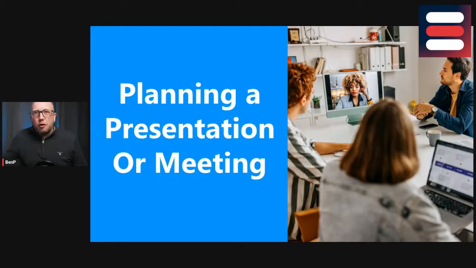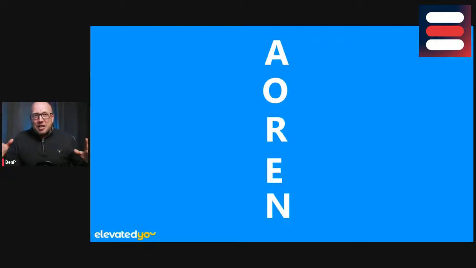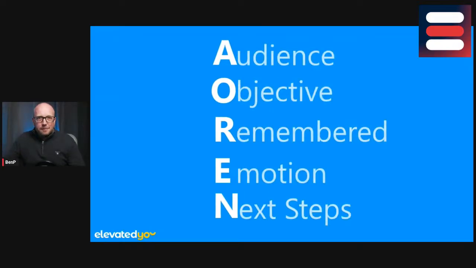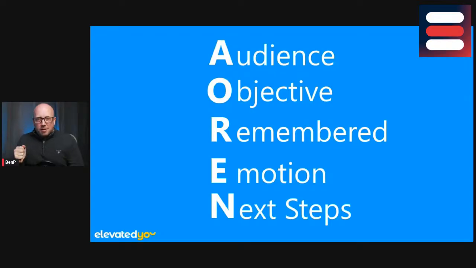Let's start off with this framework that I want to talk about. Now, Ethan has heard me talk about this before. I don't stop banging on about it, in fact. But the reason for that is because it's really important. This is the framework that I think is really important. It's the Auran framework. And Auran is a mnemonic, and it stands for this: audience, objective, remembered, emotion, next steps.